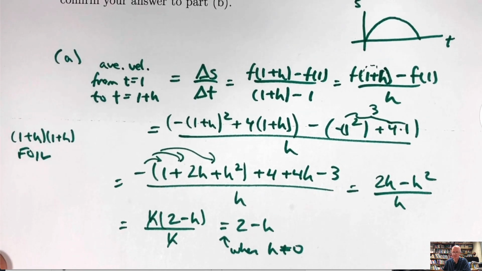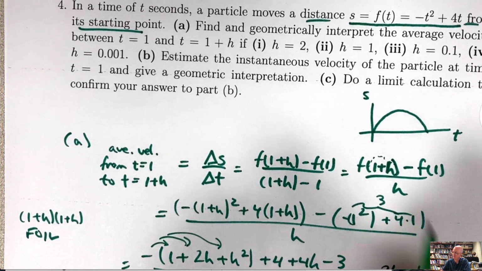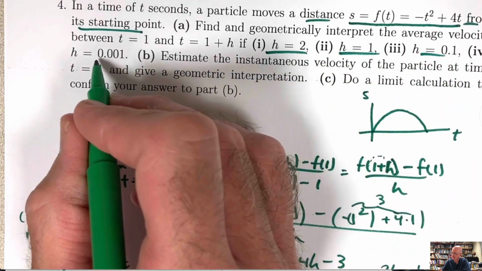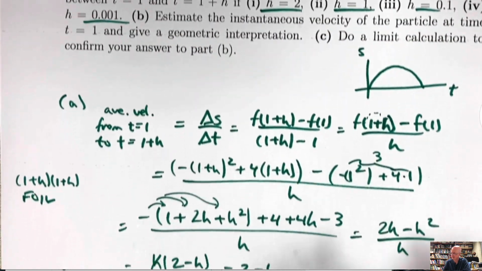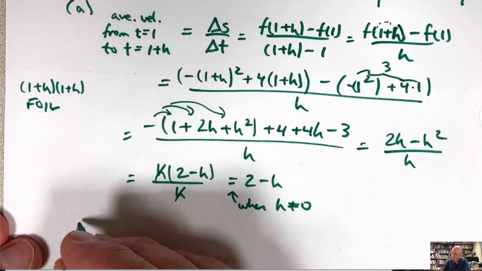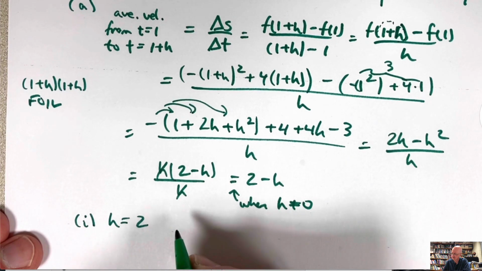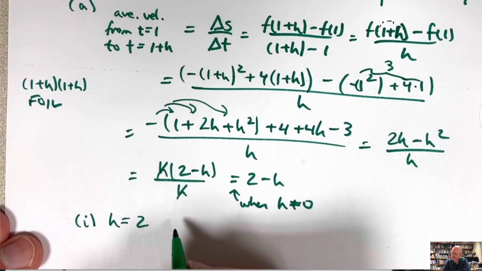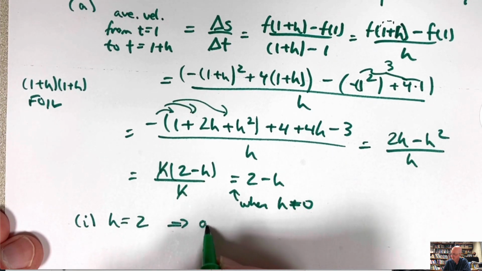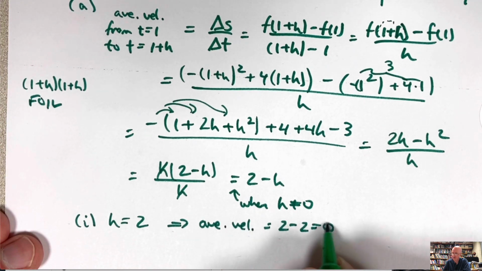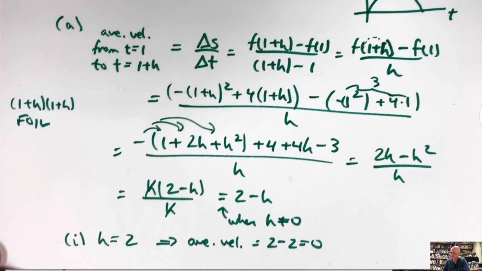So how do we use it? Now for part A, we want to plug in different values of h: 2, 1, 0.1, and 0.001 into this. So part A, part 1, h is 2. I plug in 2 into this expression. I get, hey, 0. The average velocity is 2 minus 2 is 0. What in the world's going on there?